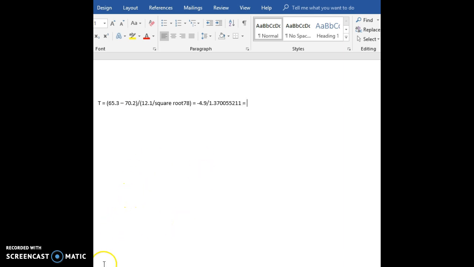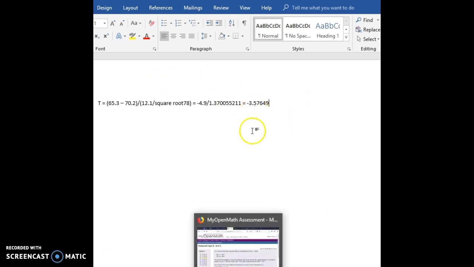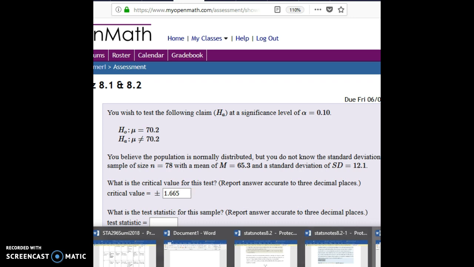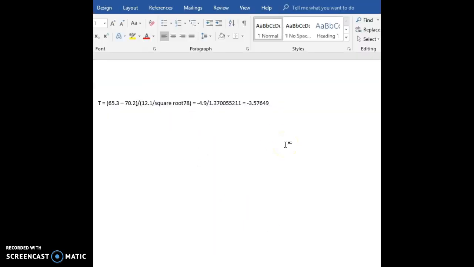And then my final calculation is going to give us negative 3.57649. And I could keep going with my decimals, but I'm sure we don't need as many for our answer. So let's see what we need to round off to. We need 3 decimal places. So that's going to be negative 3.576.